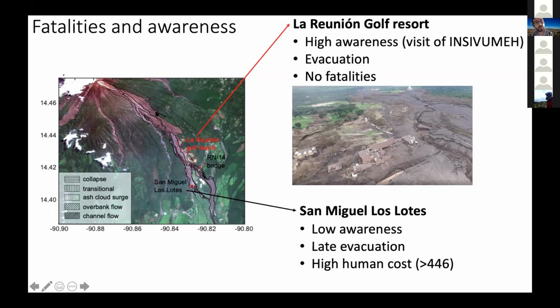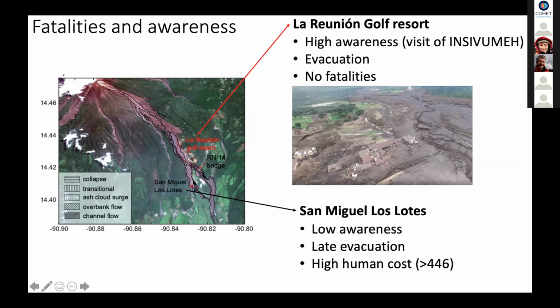What I want to point out here is that it's always good to remember the link between fatalities and awareness. You can see here a map with two different locations that were affected by the pyroclastic density current. The first one is La Reunion Golf Resort, and in this area there was high awareness because there were stations for monitoring the volcano and regular visits from the local volcano observatory. So there was evacuation during the event and no fatalities were recorded.